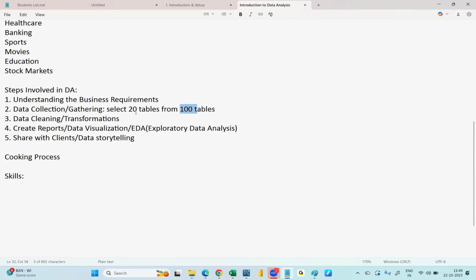But what is it that you needed? Only those 20 items you're going to buy. The same thing you are going to do here. When collecting data, there will be a lot of data with the client. But what is the data you need for your analysis? Only that you're going to bring. That is what I'm also telling here. Whatever vegetables you need to prepare that food item, only those will be gathered.